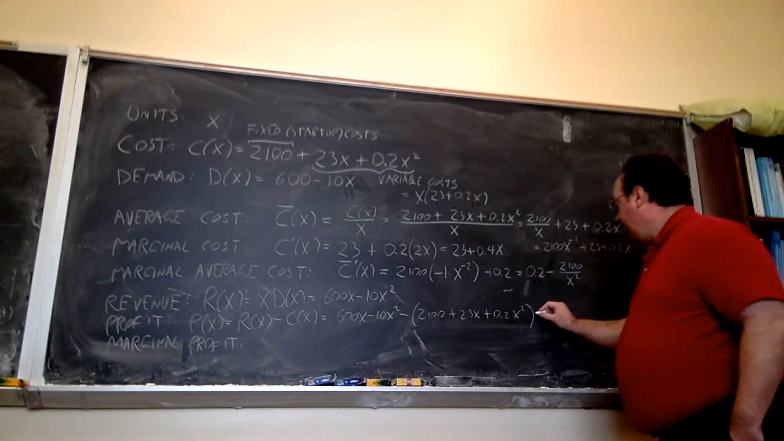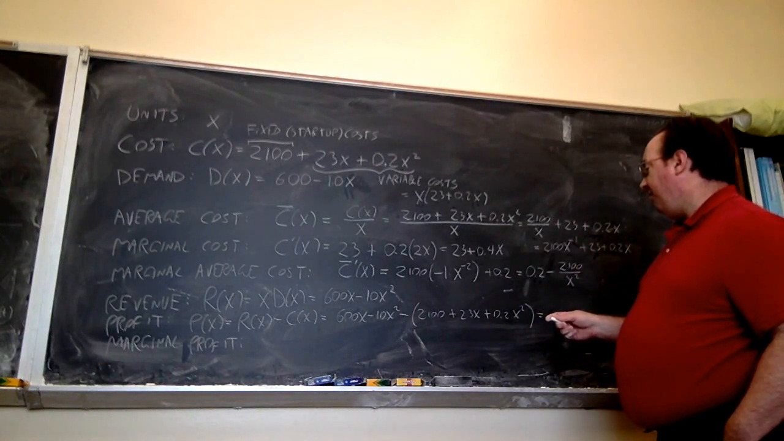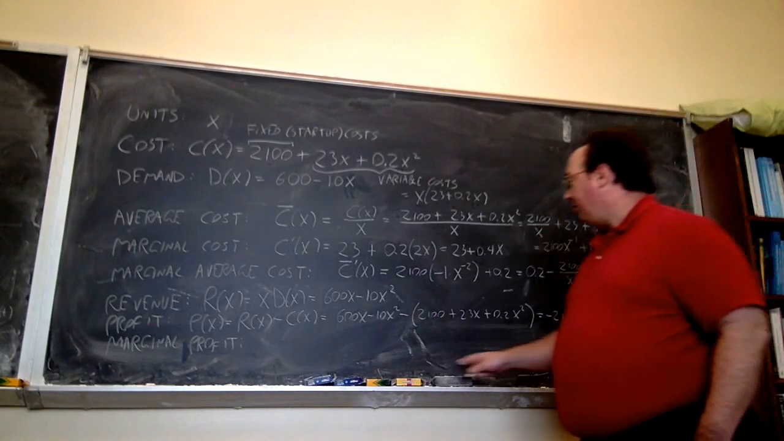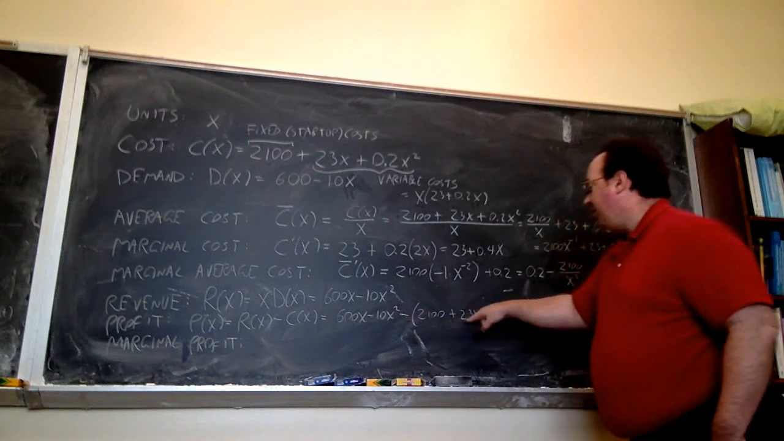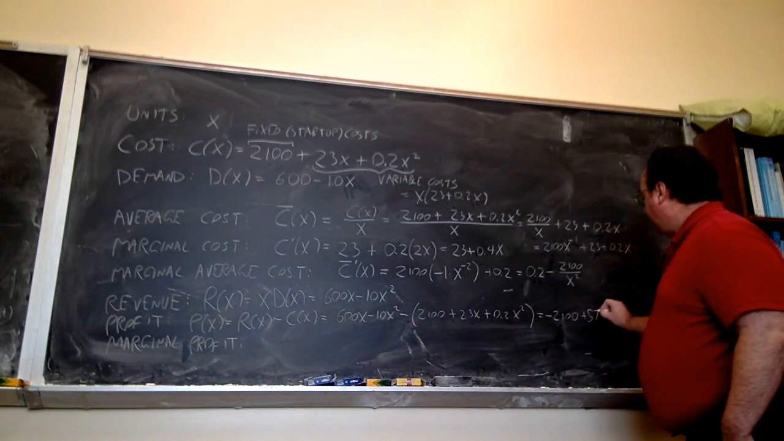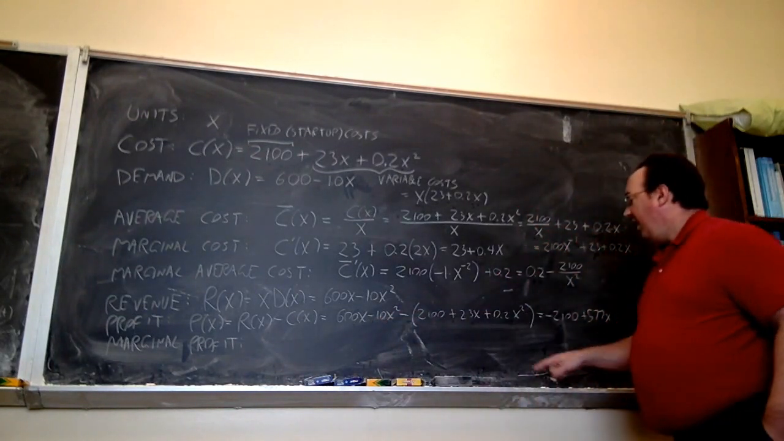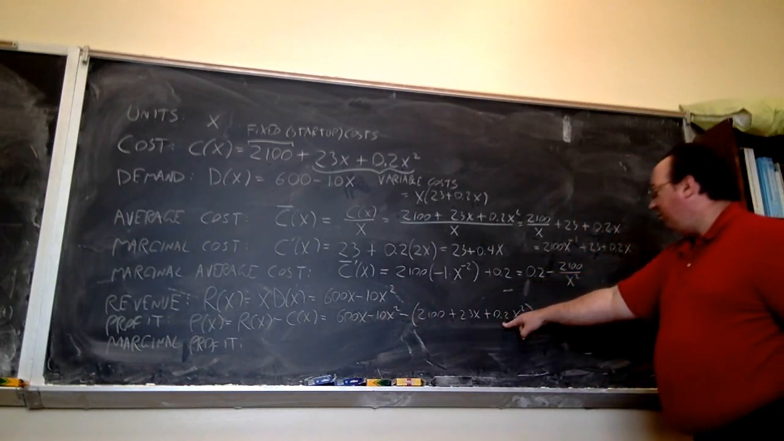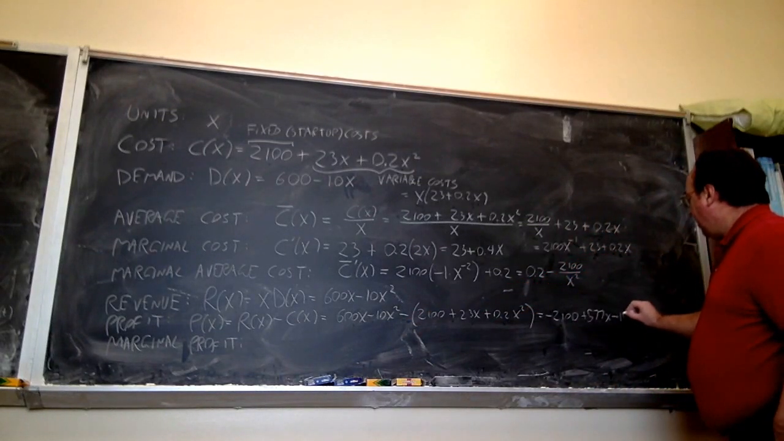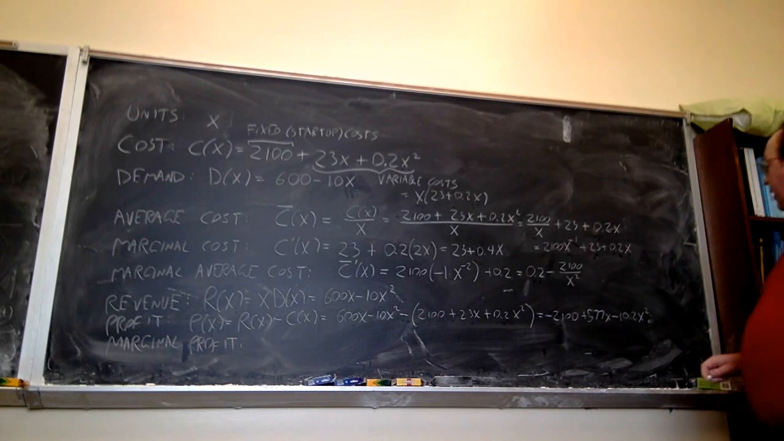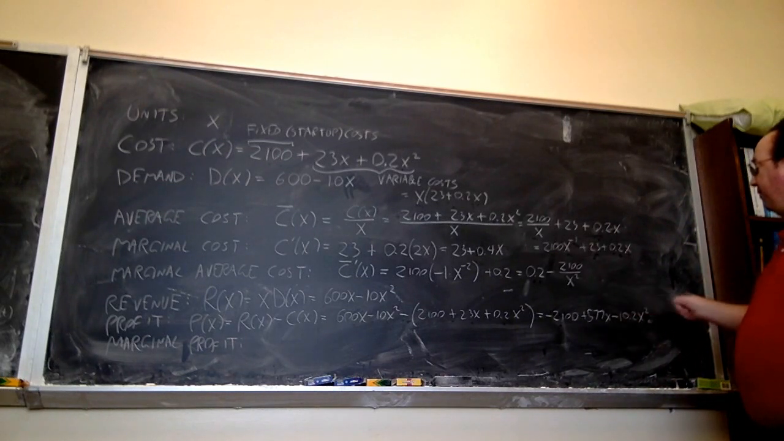So once I combine like terms, I'm going to have minus 2100 for my constant term. For my linear term, I have 600 minus 23x, so that's 577x. And then I have minus 10x squared, and then minus, because it distributes, 0.2x squared. So I have minus 10.2x squared. So this function describes my profit for producing and then selling x units.